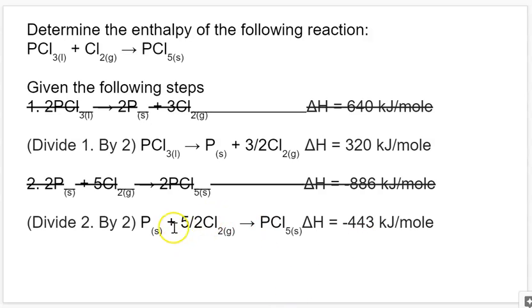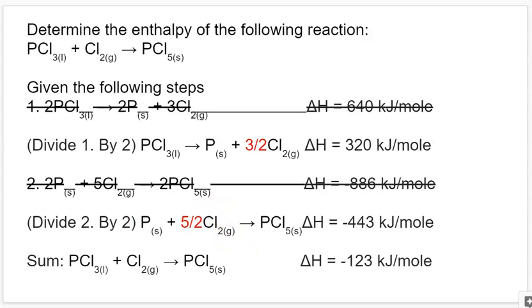But if you think about 5 halves chlorine on one side, that's equal to 2.5 moles. And then 3 halves chlorine on the product side, that's equal to 1.5 moles. The 1.5 is going to cancel out 1.5 on this side, and then 2.5 minus 1.5 is going to be 1 chlorine left over. So the sum ends up working to give us 1 chlorine on the reactant side, 1 PCl3 on the reactant side, and then 1 PCl5 on the product side.